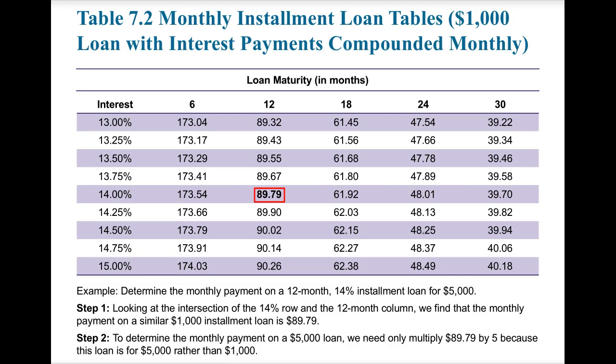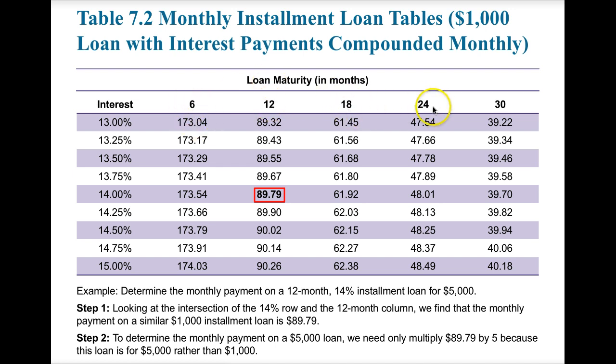So here are some examples. Here's an installment loan, a $1,000 loan with interest calculations compounded monthly. So you're paying $173 a month. This is your loan payment. Now, if we look at the maturity, this is in 6 months.